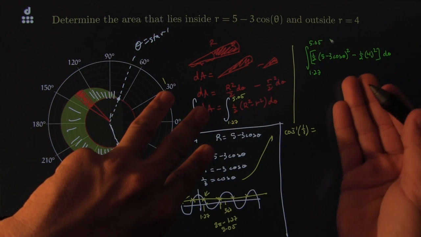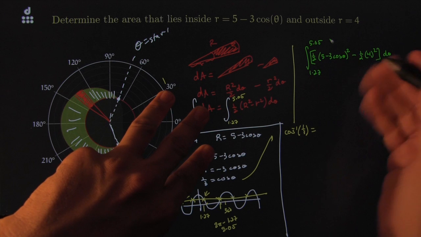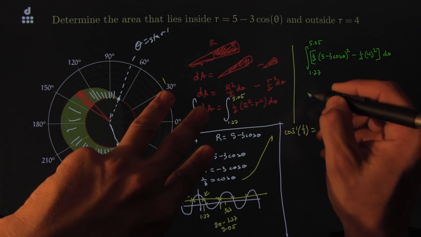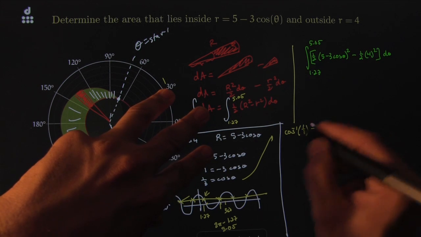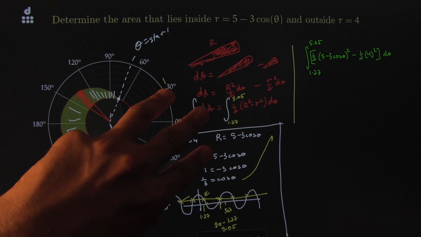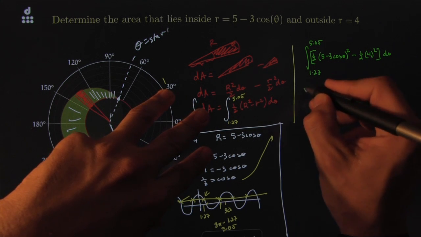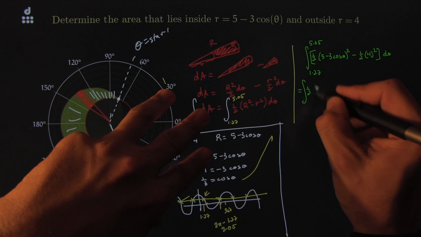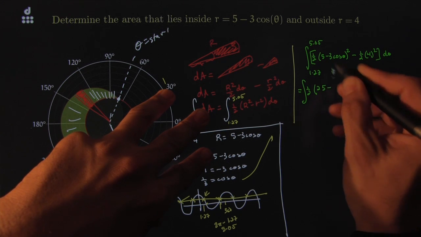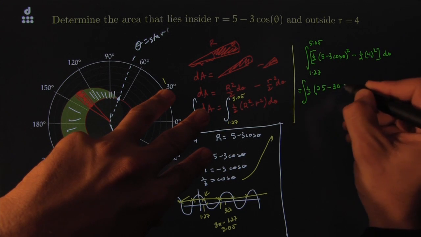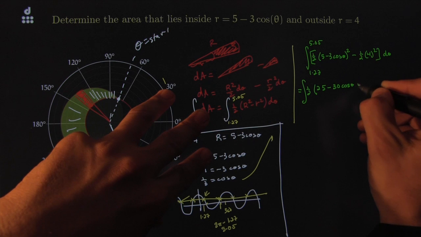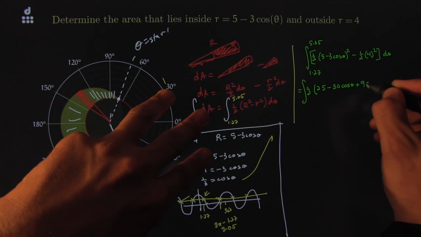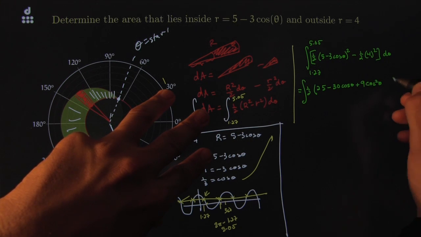And now the rest of this is just grunt work. All we have to do is crank this out and we'll be done. I'll draw a few more lines here. Let me get this out of the way just so we have more room to work with. This will be a half. Of course I've got an integral still. 25 minus, that's 15, times 2 is cosine theta plus 9 cosine squared theta minus a half times 16.